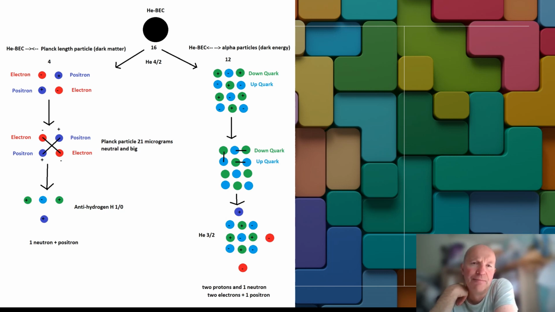I've got a more detailed calculation to follow that you could have a look at, and this is really providing a way of understanding how dark matter and dark energy are fundamentally produced prior to matter, and matter in a sense is a decayed form of alpha particle and Planck particle, or the dark matter, and the dark energy, and both of those originate from the isotropic universe, the He-BEC singularity, 13.8 billion years ago.